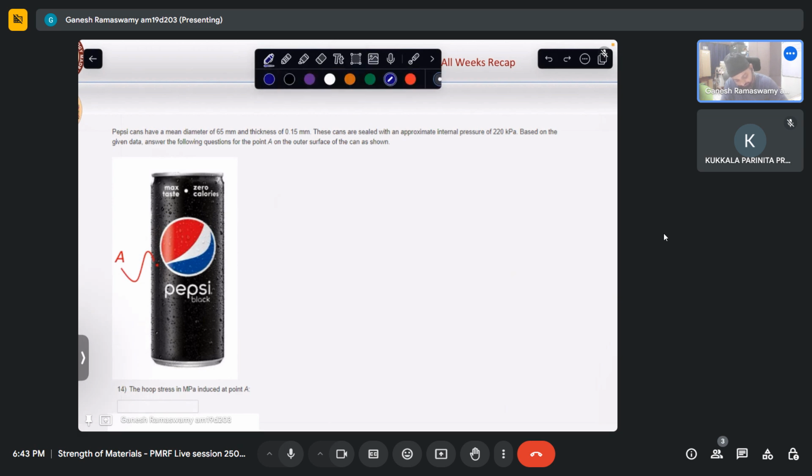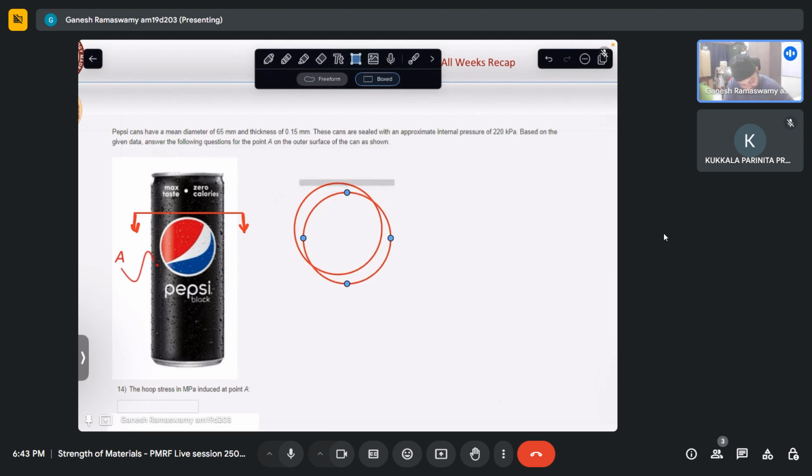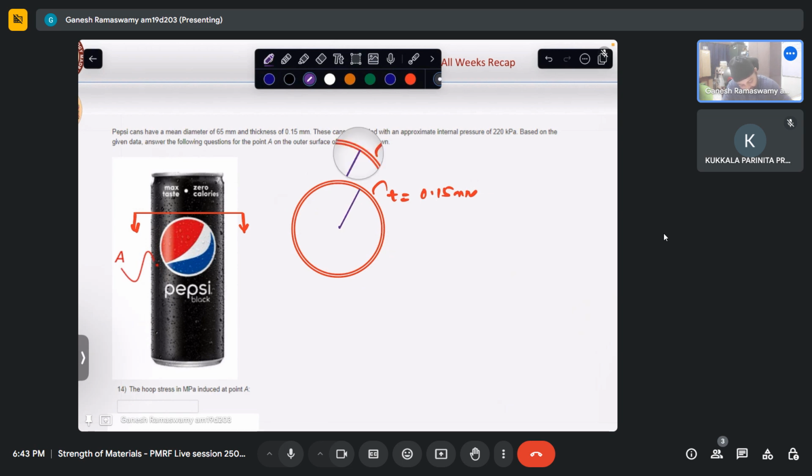Let us say that I cut the can like that and look at it this way, artificially cutting. Looking at it, it has some thickness. Now, this is extremely thin. So the thickness in this case is given to be 0.15 mm and the beam diameter from the center to the thickness of this sheet is given to be mean diameter. So I need to go both ways. So this is given to be 65 mm.